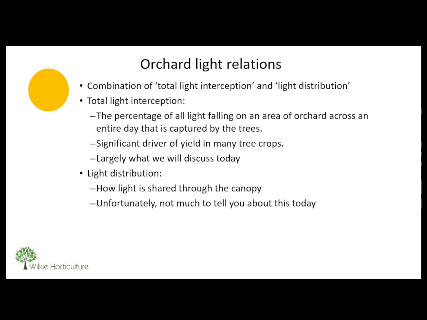The second component of orchard light relations is light distribution. Light distribution is talking about how light is shared within the canopy. Is all the light being intercepted by leaves up the top? Is there enough canopy porosity to let light filter down into the lower portions of the canopy? These are the sorts of issues that understanding light distribution helps us get a handle on. Unfortunately, I don't have much to tell you about this area of orchard light relations today.